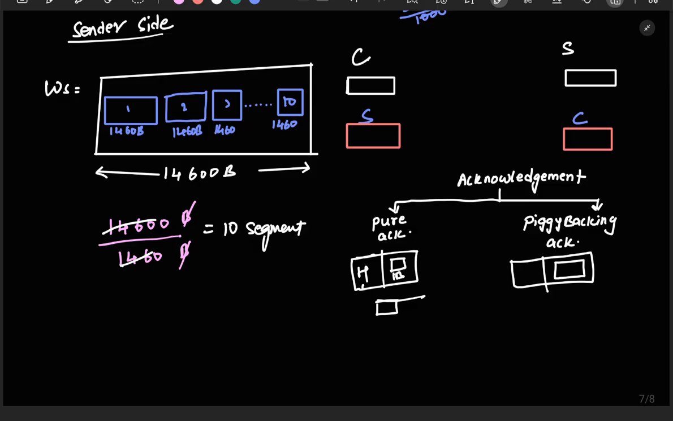See, here also there is data, but it's dummy data. It's not some actual data, so it's a negligible thing. That's why I'm telling you it will send only a header. Along with the header, there would be an acknowledgement. That is called pure acknowledgement. But piggybacking acknowledgement means along with the data, you will send an acknowledgement.